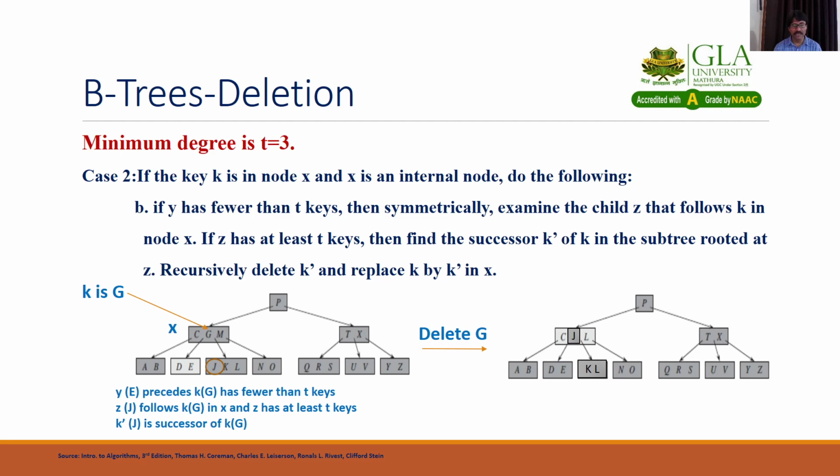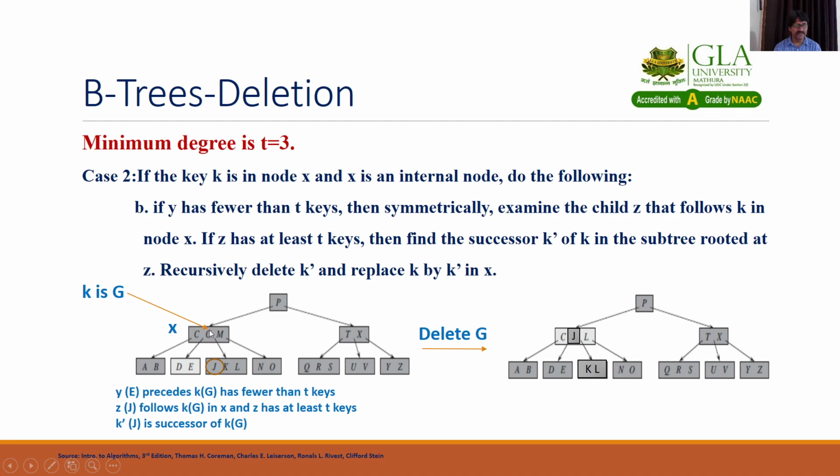Now you will think, what happens if the left child y has t minus 1 keys, fewer than t keys, then what do we have to do. So the second case, say we are going to delete G, which is our key k. This key exists in node X, and X is an internal node. So there will be a left child as well as a right child. First you have to check the y child of G.